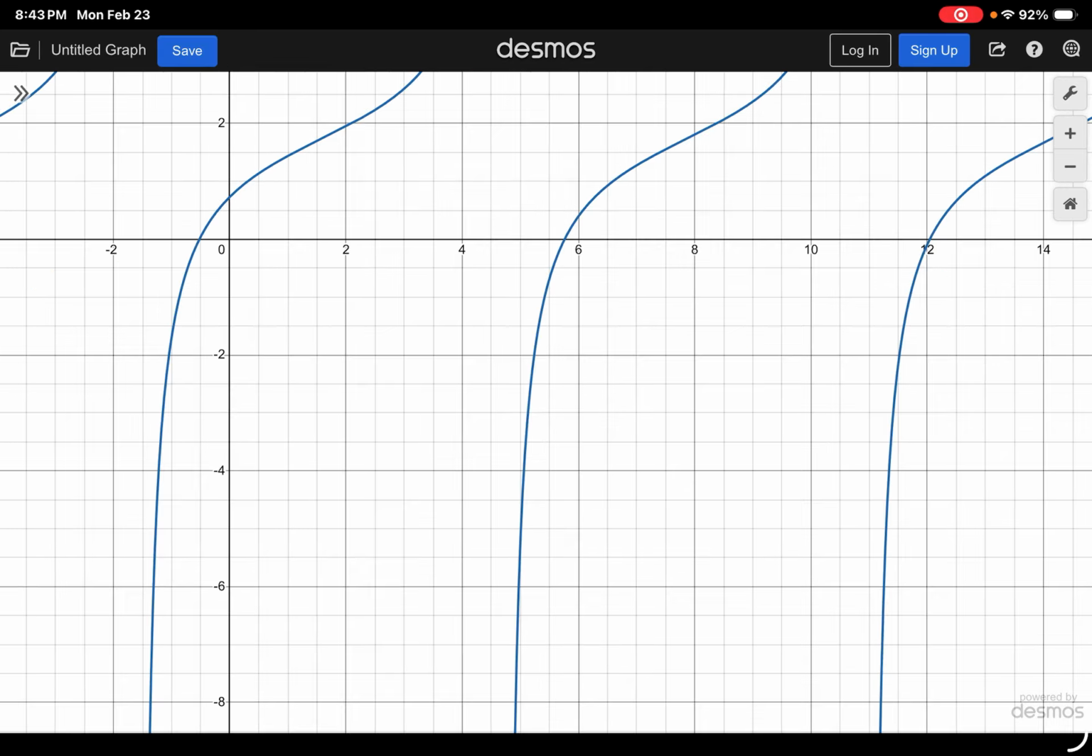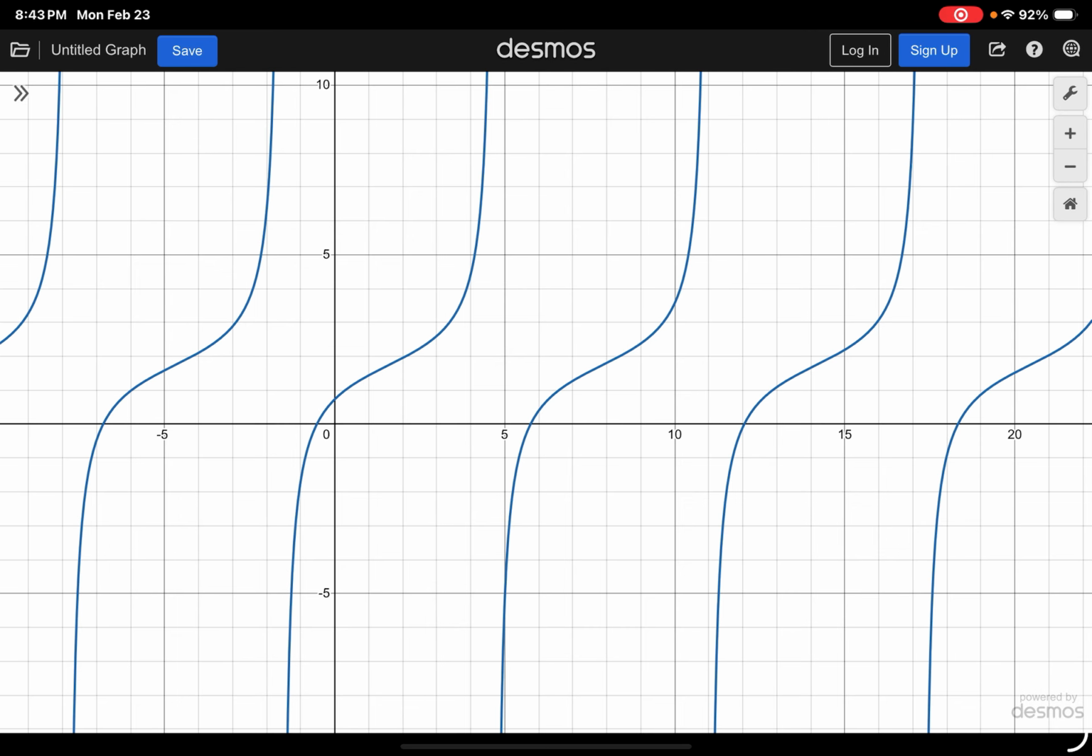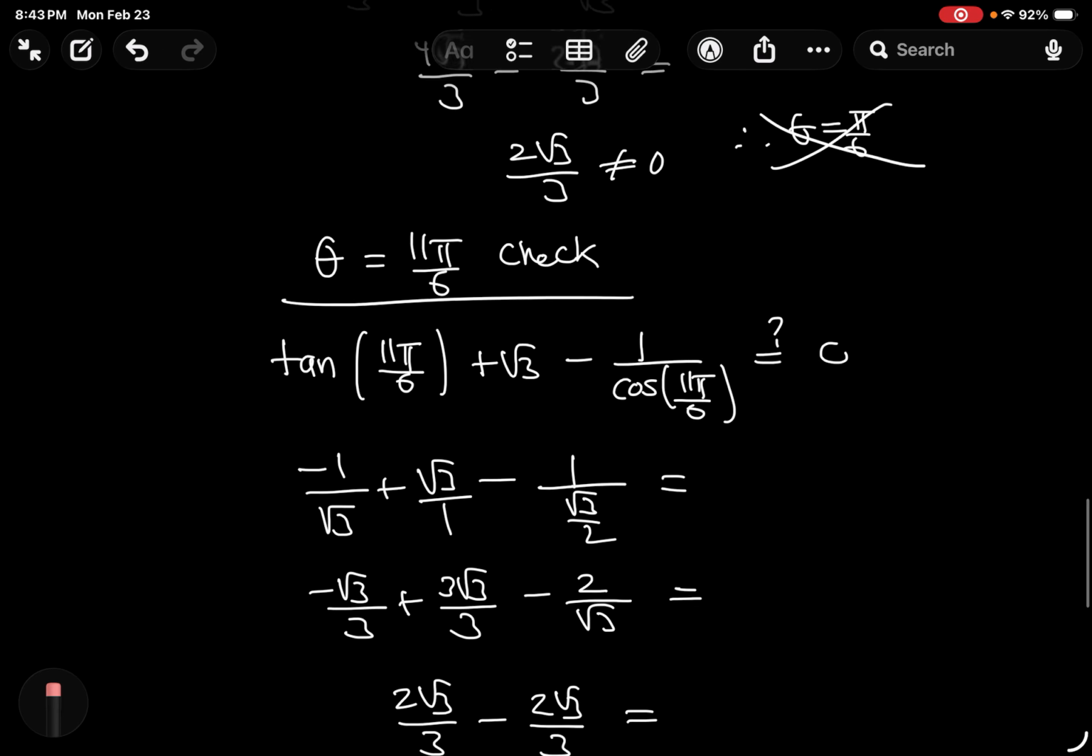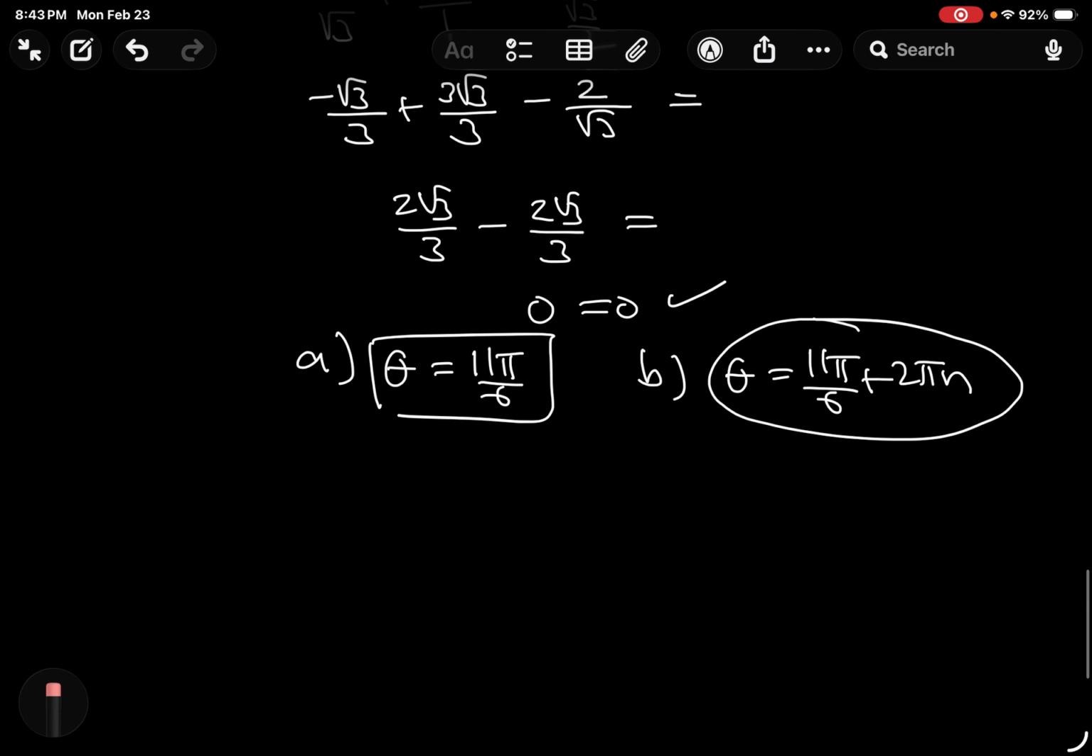So the problem was a little bit tricky, right? Whenever you start squaring something, you do need to check for the extraneous solutions. Anyways, just take your time with these problems.